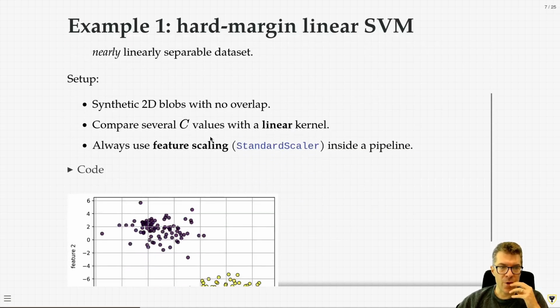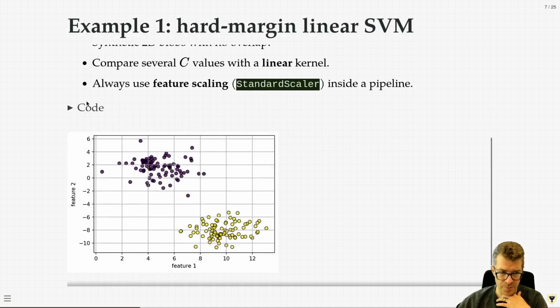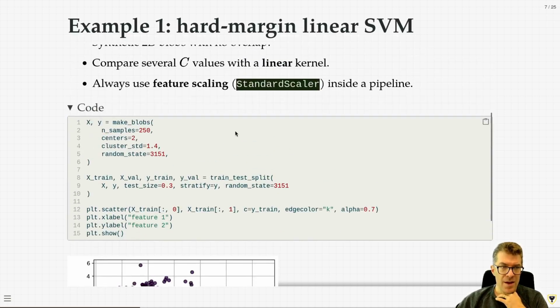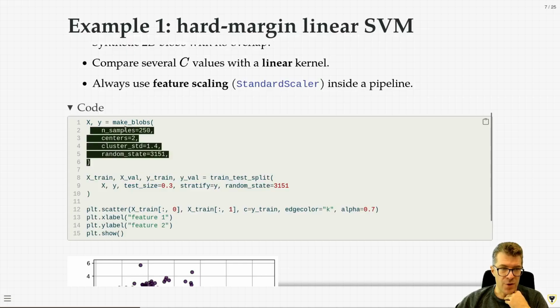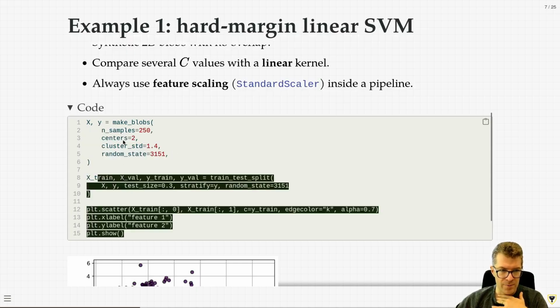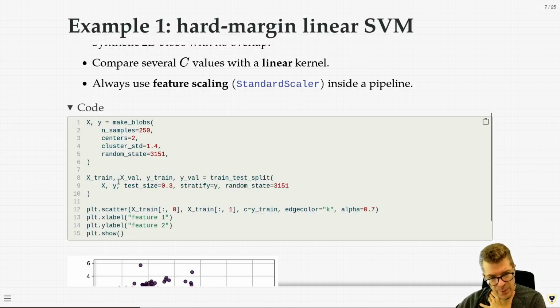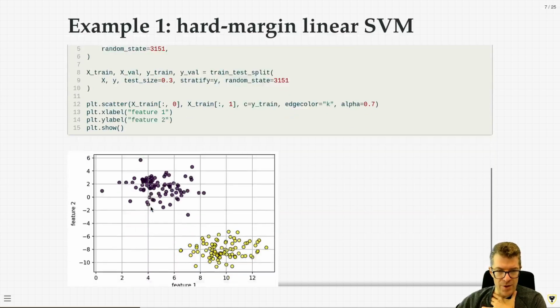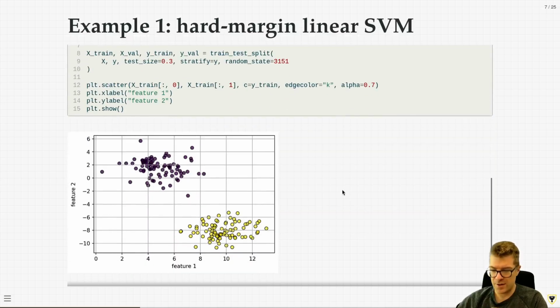And we're going to look at different values of C with a linear kernel. We talked about what a linear kernel was in Module 19. And we'll always use feature scaling. We talked about the reason we wanted to use standard scaler in Module 19 also, inside of a pipeline. Nothing very fancy is happening here. We have 250 samples, 2 centers. Here we're making the blobs, here we're splitting them by train and test, and here we're just plotting them. So that's the data we're dealing with.